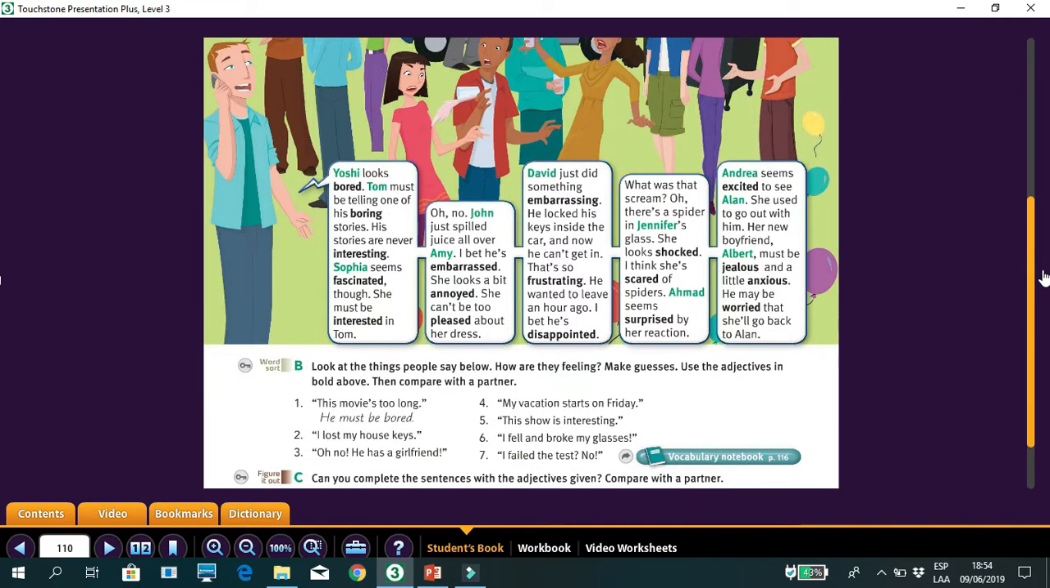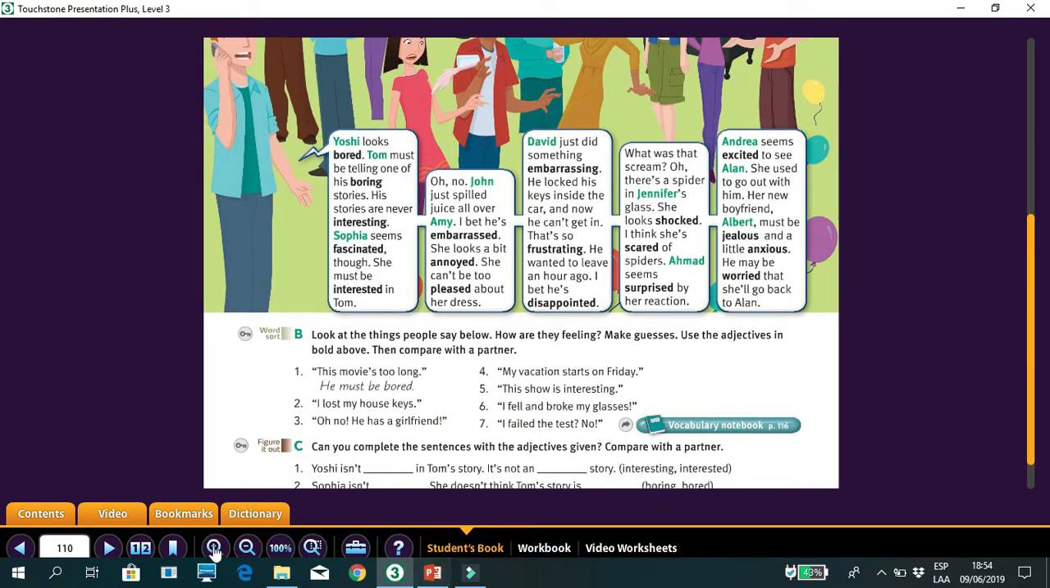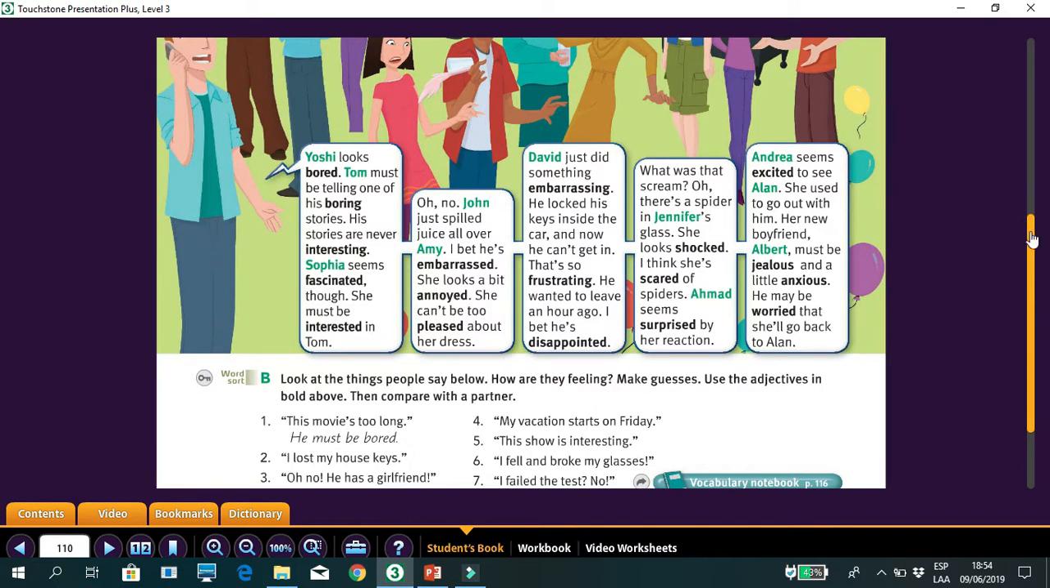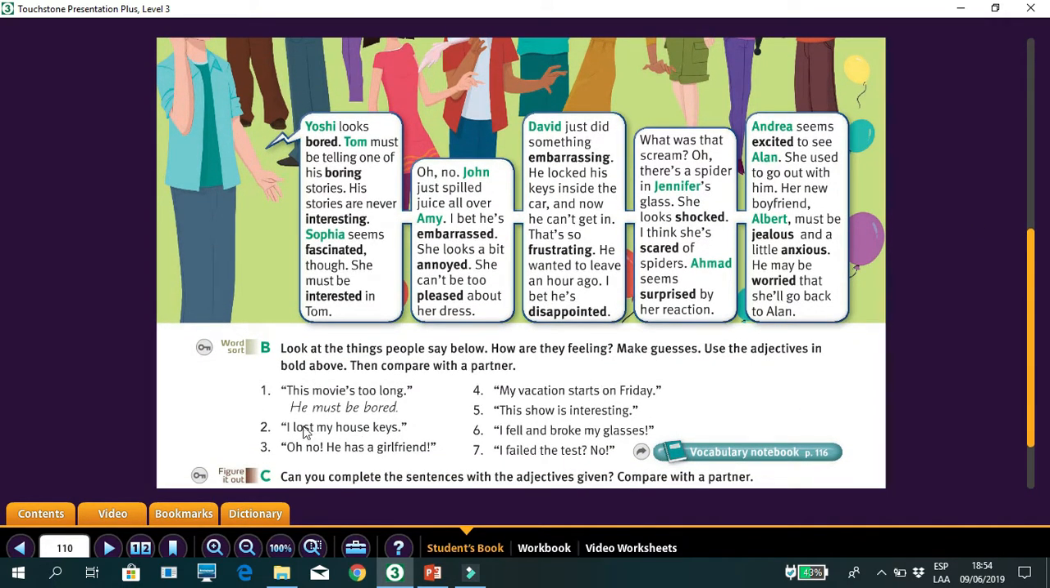All right, so let's see. Look at here. Here it says, this movie is too long. This movie is too long, so he must be bored. Esta persona debe sentirse aburrida. I lost my house keys.